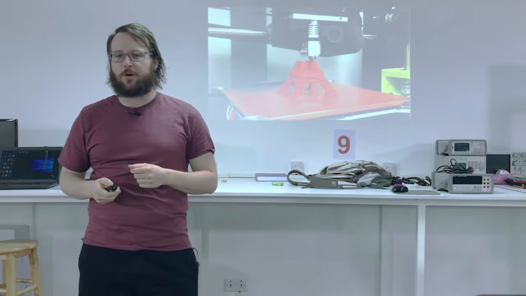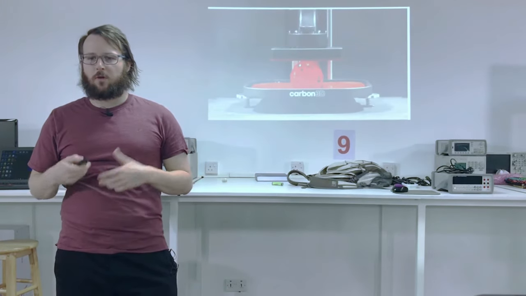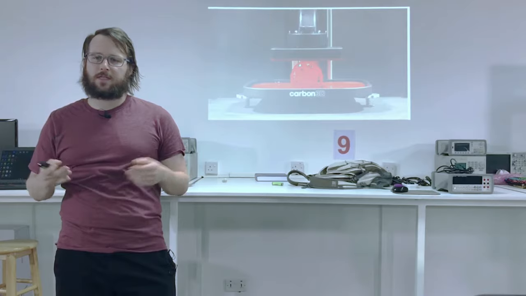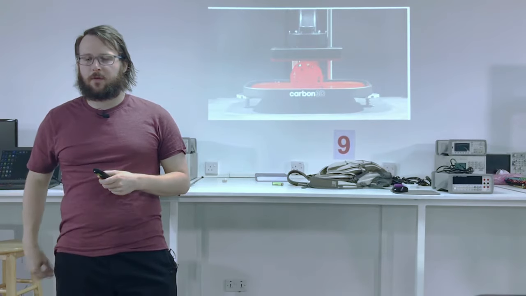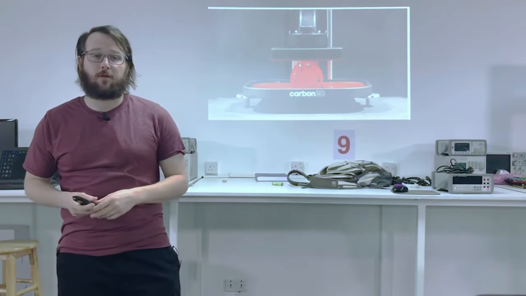So then you have a computer program that tells the nozzle where to move and how much material to squirt out, and you can do something like make the Eiffel Tower. There are other ways of printing. So this is a method of printing called SLA, or stereolithography.